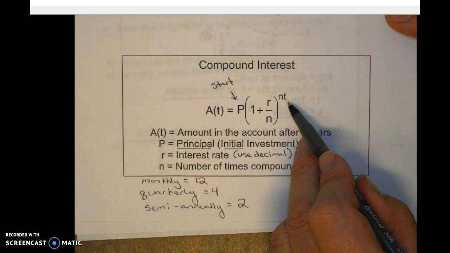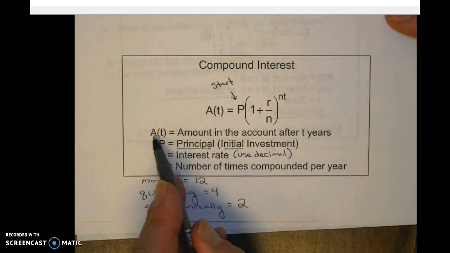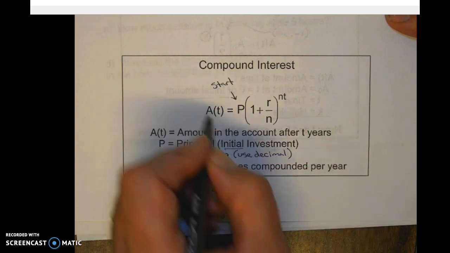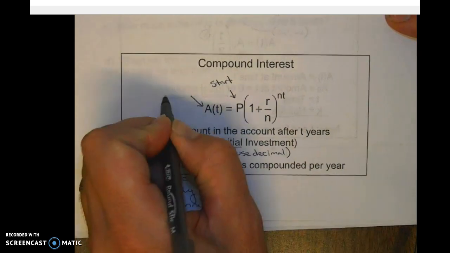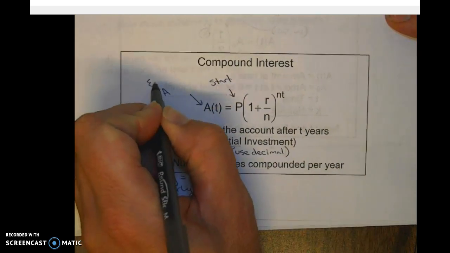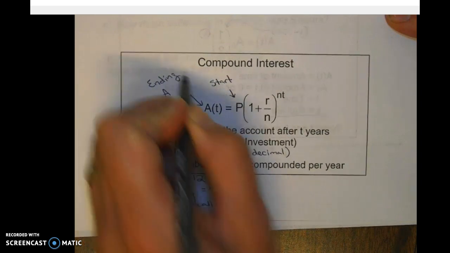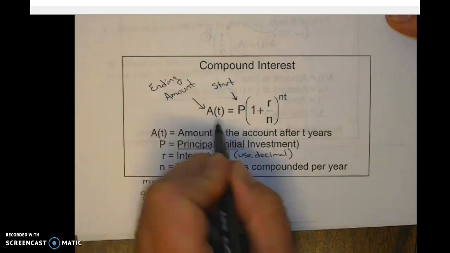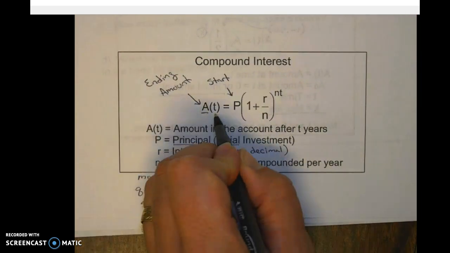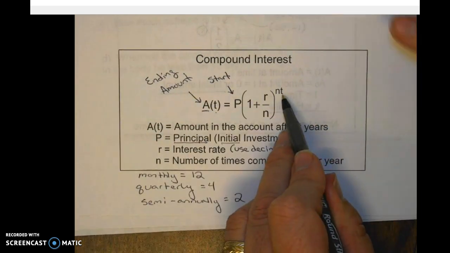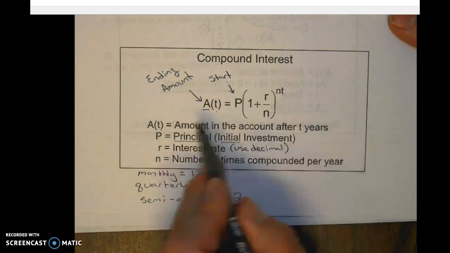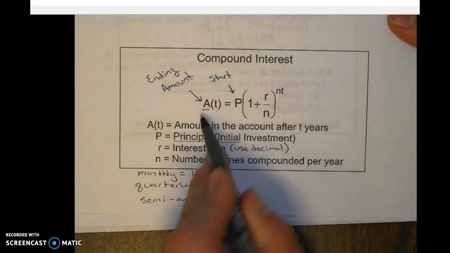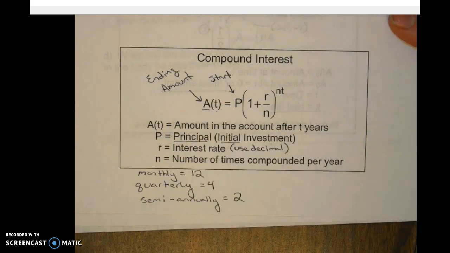T, of course, is your time. See, A of T is the amount in the account after T years. So this would be your ending amount after T years. So T is your independent variable, and the A of T, which represents Y, is your dependent variable.